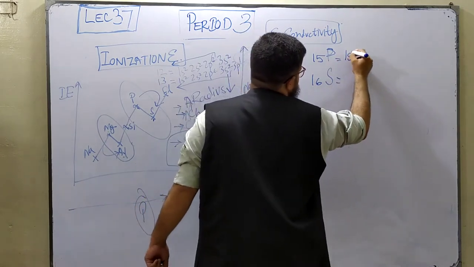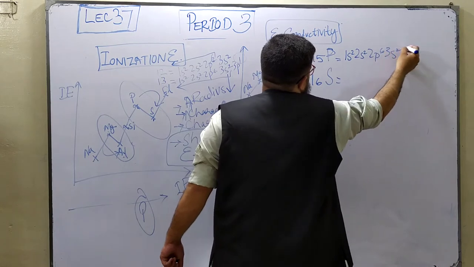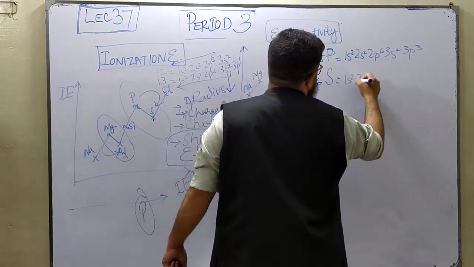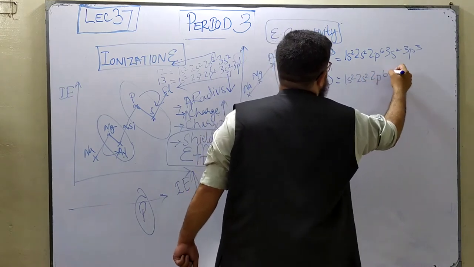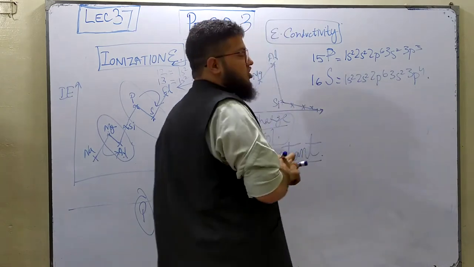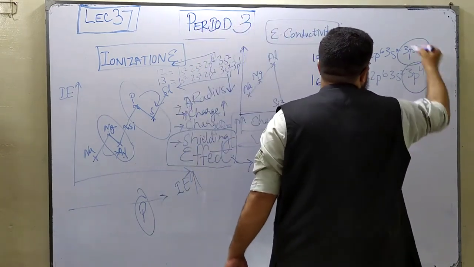So now write down the electronic configurations. For phosphorus it is going to be 1s2, 2s2, 2p6, 3s2, and 3p3. Whereas in case of sulfur, it's entirely the same, but there's a difference in the last orbital. It's 3p4 over here. Now compare the 3p electrons: the 3p3 electrons over here and the 3p4 electrons over here.